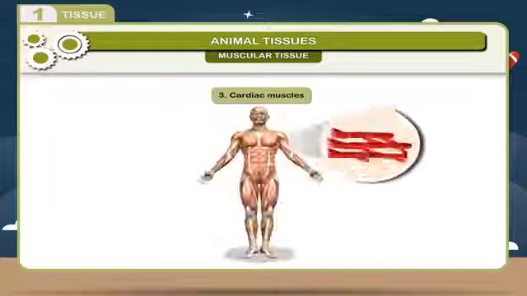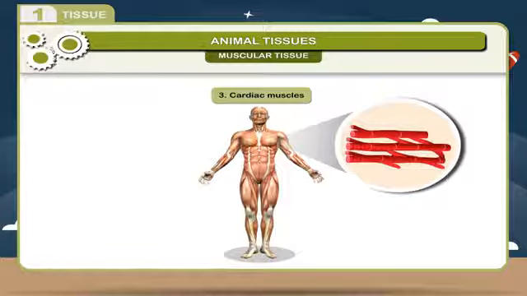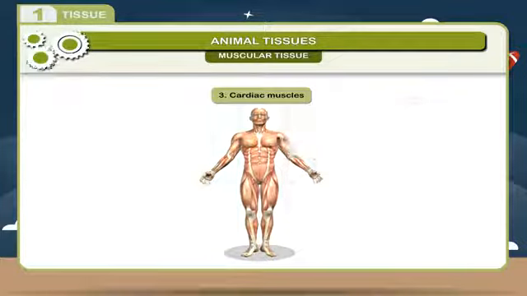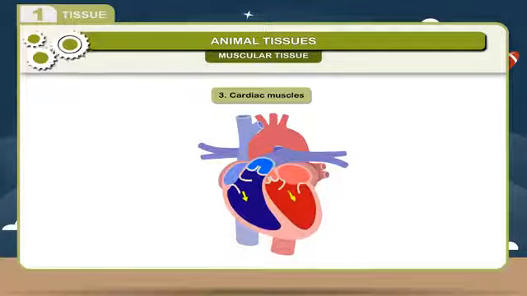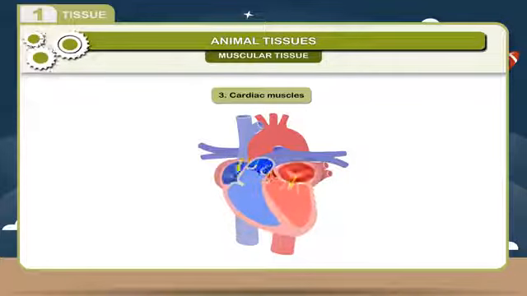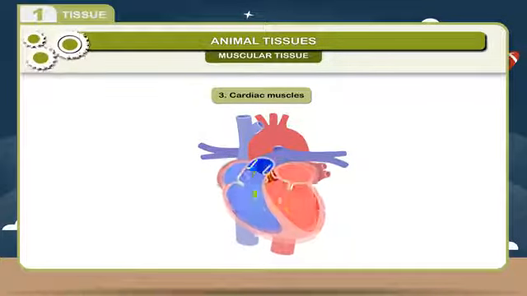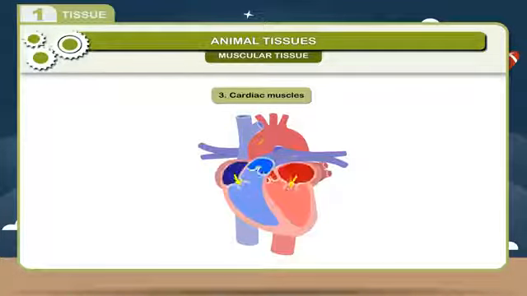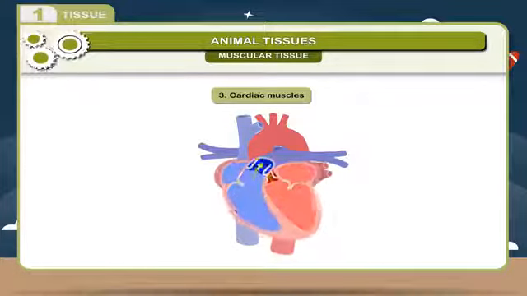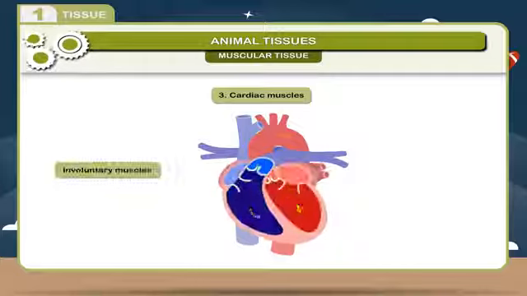3. Cardiac muscles. These are composed of branched cells that have striations on them. They are present only in the heart. They help in pumping of blood to the different parts of the body. They are responsible for the expansion and contraction of the heart and are involuntary muscles.